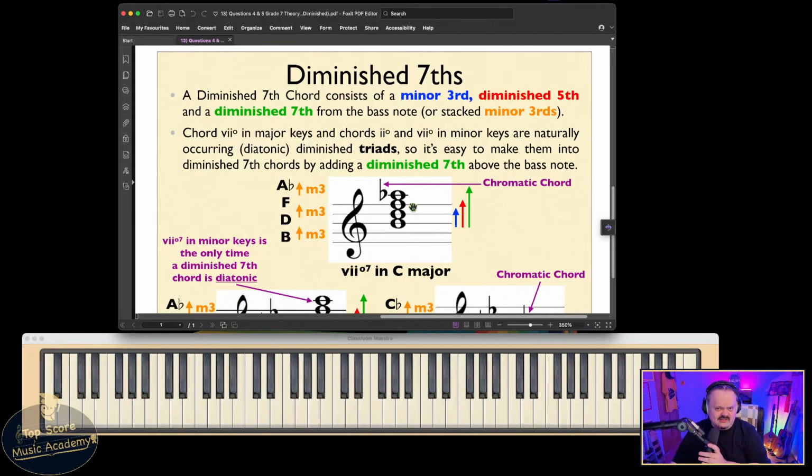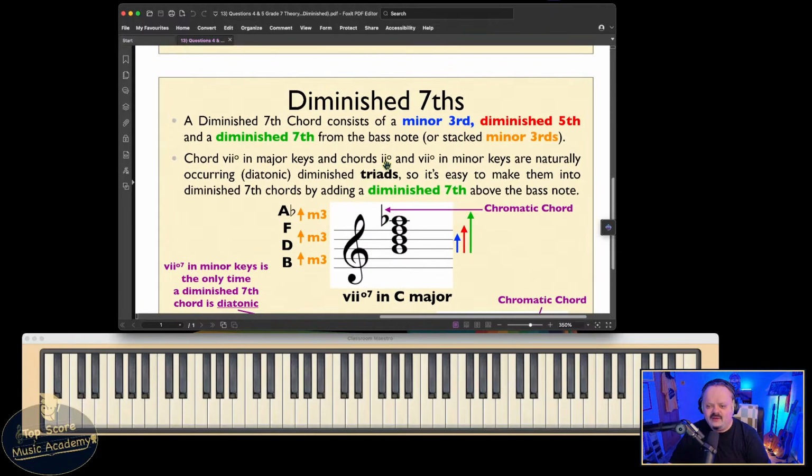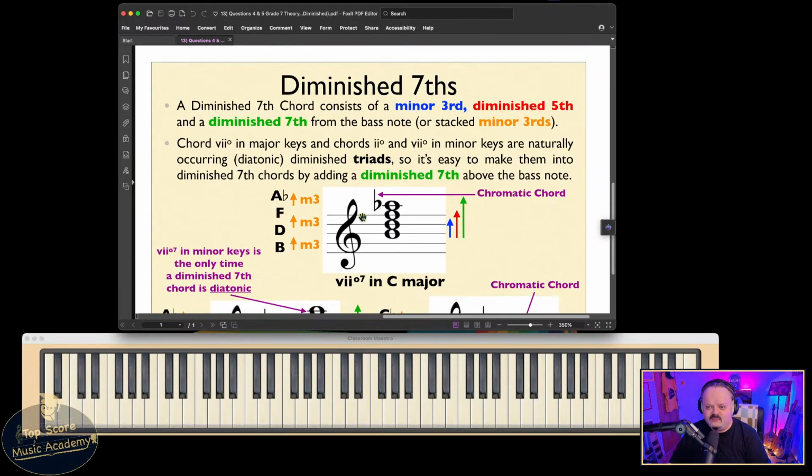This is the more traditional way, the more scientific way of looking at diminished 7th chords. I'm not just thinking of stacks of minor thirds anymore, just one minor third on top of each other. B to D, D to F, F to A flat. We're now thinking of them all in relation to the root, to the lowest note. So B to D, as we know, is a minor third.